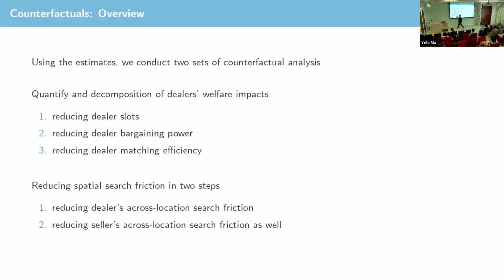I only have time to talk about, okay, I have 2 minutes. I'm going to do some counterfactuals. One is that I will try to reduce dealers' slots, trying to quantify how important they are. It's going to be difficult to shut them down entirely because in this model, dealers account for 60% of transactions. If you kill them all, the model is going to explode and things become crazy. So we do some relatively small intervention.